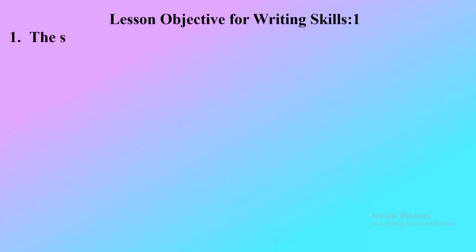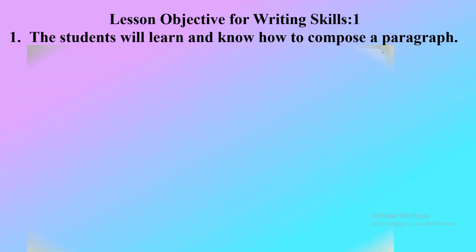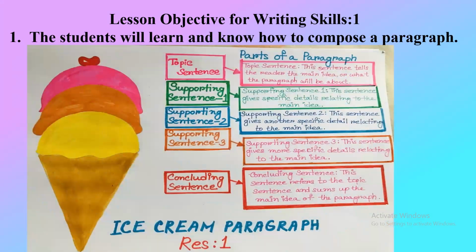Now, I would like to present the rationale in relation to the lesson objectives, the given tasks, and rationales. For writing skill, my lesson objective number one is that the students will learn and know how to compose a paragraph. Now, I would like to relate the given task with this lesson objective while showing the material.